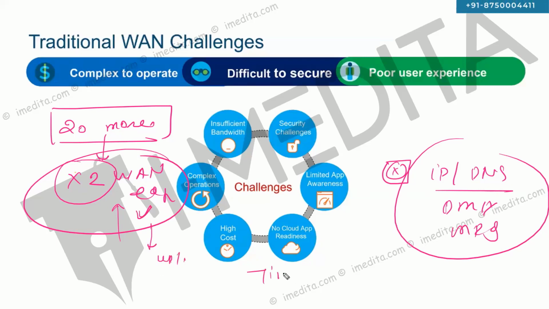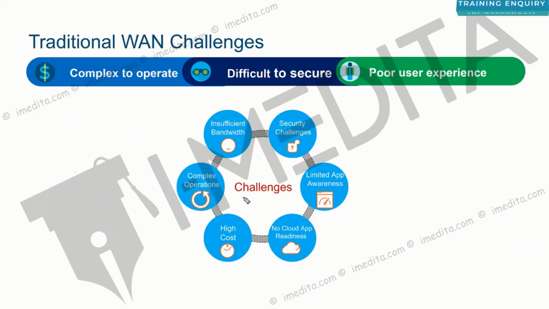It will also consume time. If you need to set up, let's say, 20 more branches, the overall time taken to deploy these 20 new branches is going to be very high as well. These are some challenges, not all the challenges. These are some challenges that we face in a traditional wide area network.